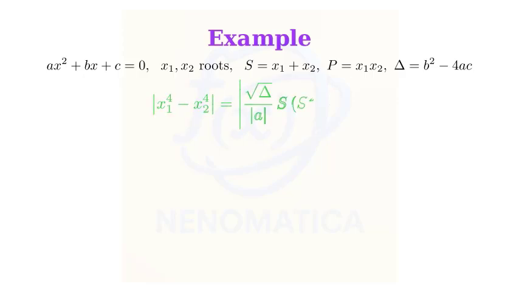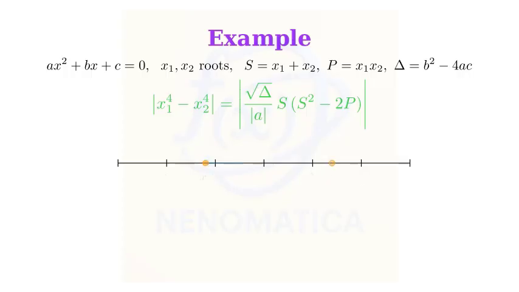Our goal is to show the absolute value of x sub 1 to the fourth minus x sub 2 to the fourth equals the absolute value of square root of delta over absolute value of a times s times the quantity s squared minus 2p.